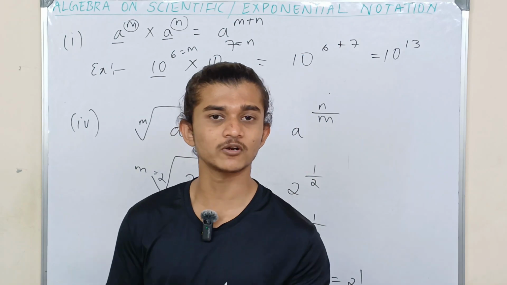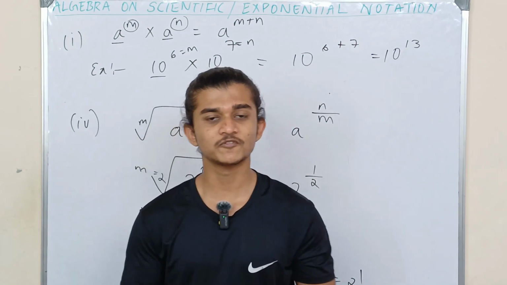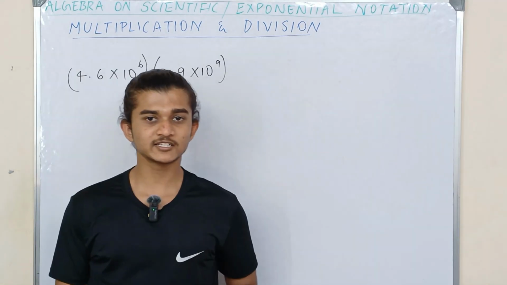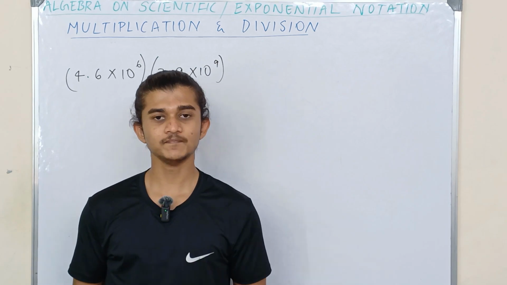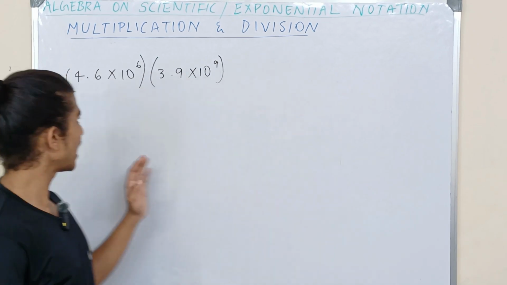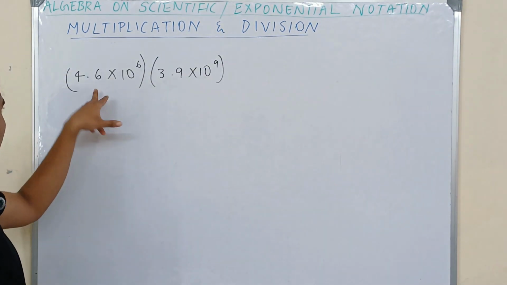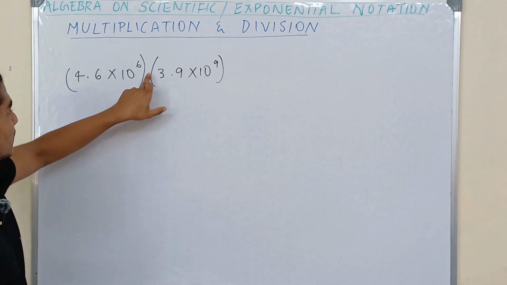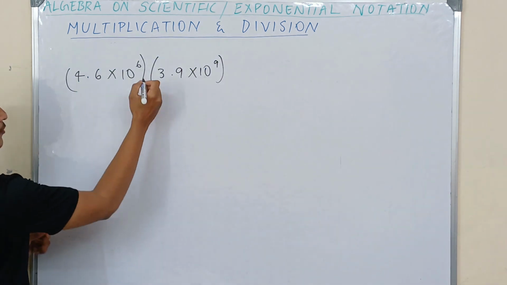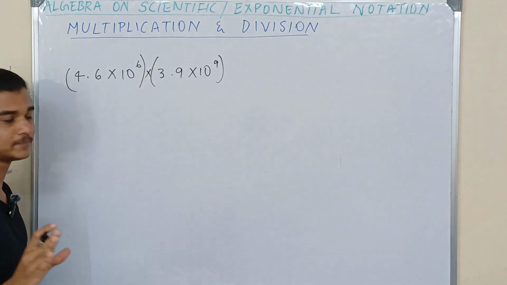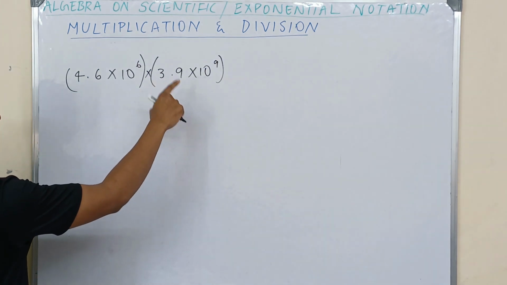Now since you know about all the rules, let's talk about a few examples. Let us learn the rule for multiplication and division through an example. I have here an example in which 4.6 into 10 power 6 is multiplied with, as you know, if you don't have anything, by default it's a multiplication, 3.9 into 10 power 9.